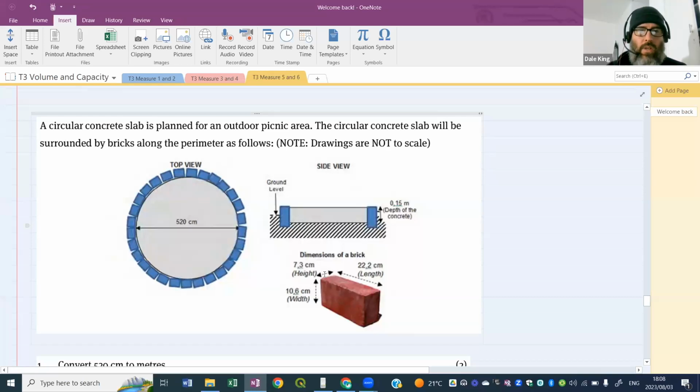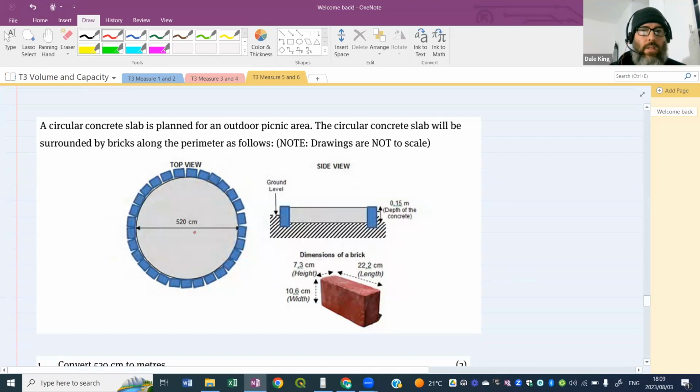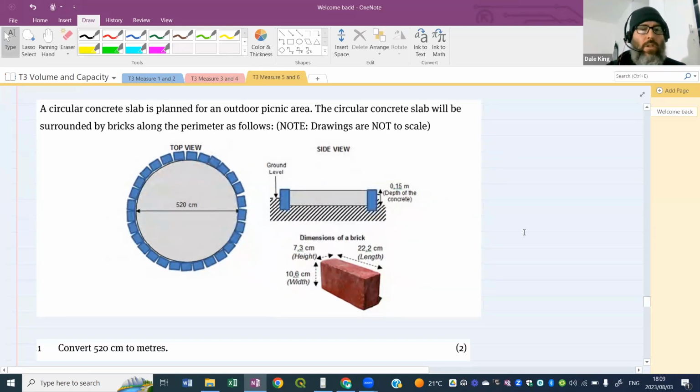We also have dimensions of a brick. If they give you dimensions like that on a brick, you probably need to use them. But all our information is there on the diagram. I don't know if you noticed, but we've got centimeters here, meters over here, and centimeters here. So just check the unit. We might need to change one or two of them. So let's go down to the first question. Nice and easy. Start off nice and slow.